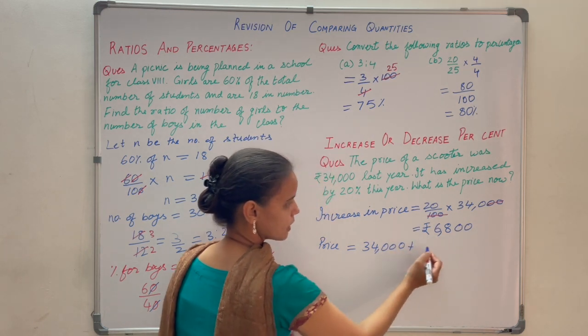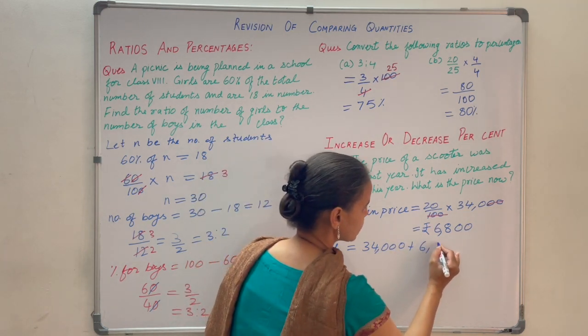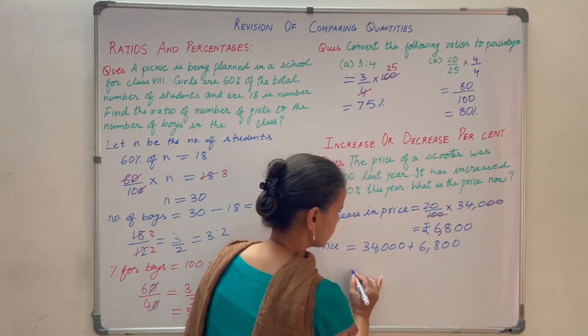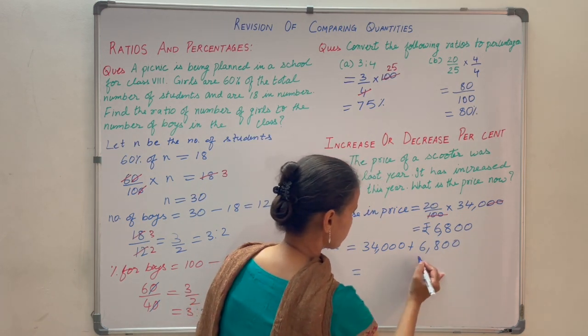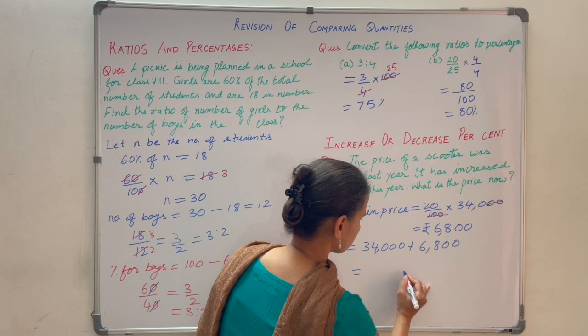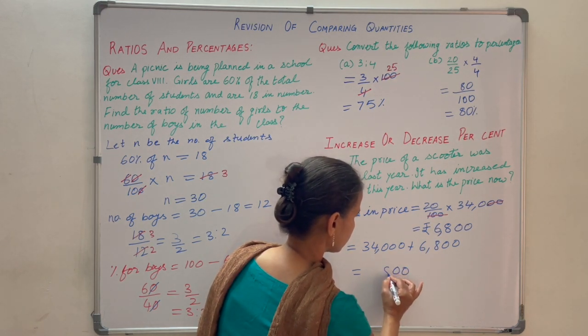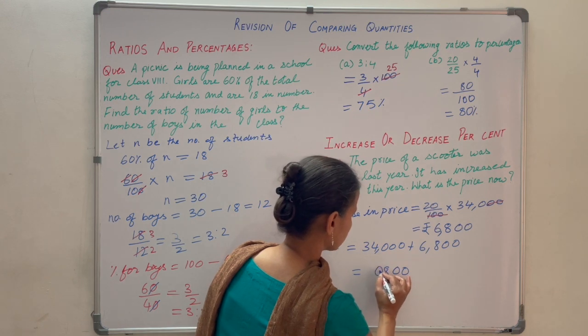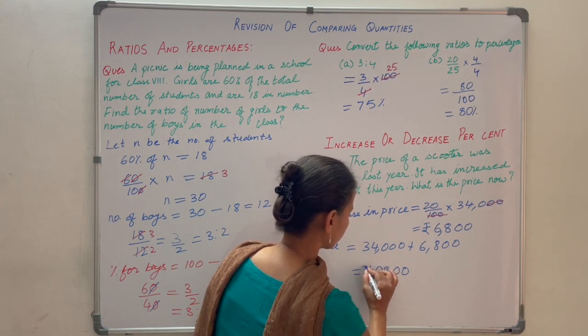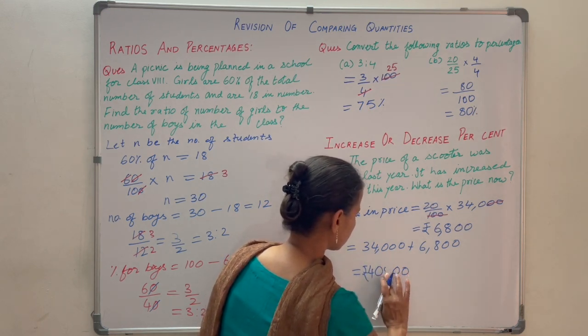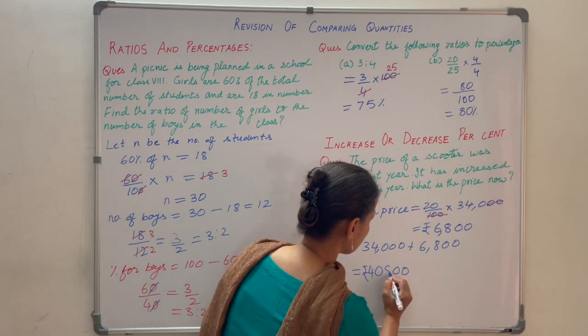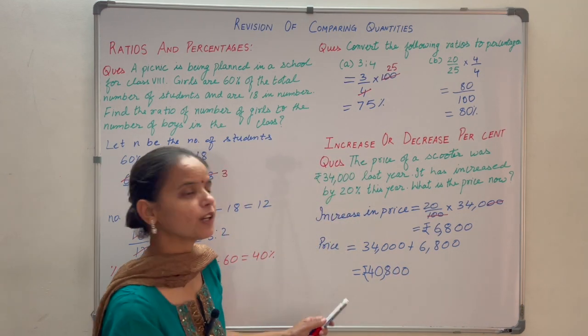And how much is the increase in price? It is 6,800. So you now need to add these two numbers. So you get here 0, 0 and 8, 640, carry over 1, so 4. So it is 40,800, the current price of the scooter.